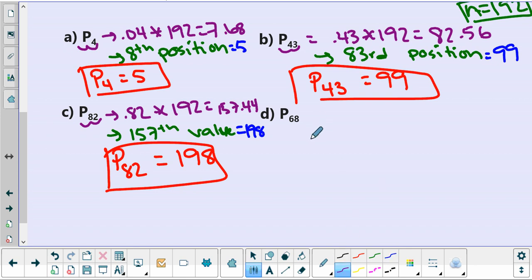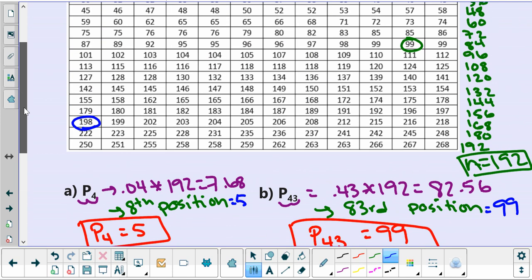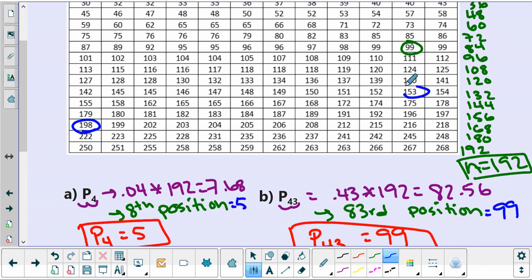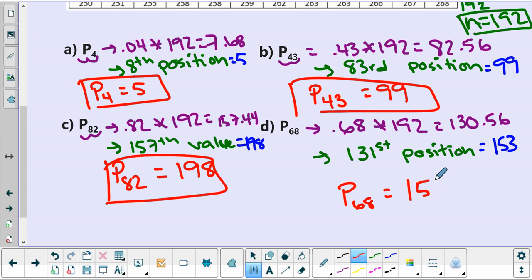Okay, let's try one more for this table. I've got 0.68 for a percentile times the 192. 0.68 times 192, and my calculator gives me 130.56. I'm going to round up there, so that's going to be the 131st position. Let's see what that is in my table. Here's 132. Here's 131. So I'm looking at 153. That's equal to 153. So if I write that out using my notation, the 68th percentile is equal to 153.